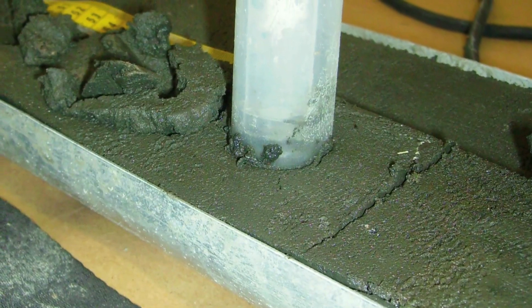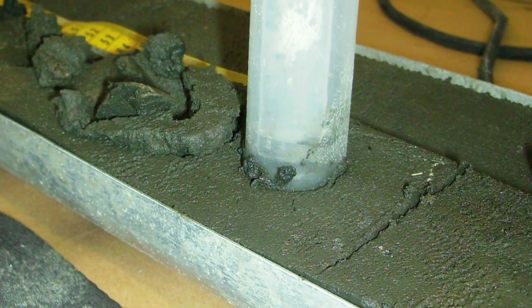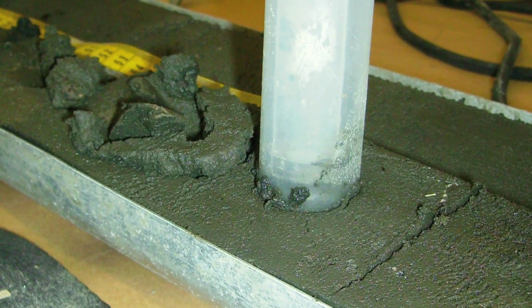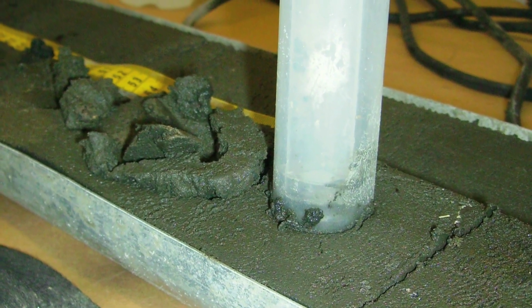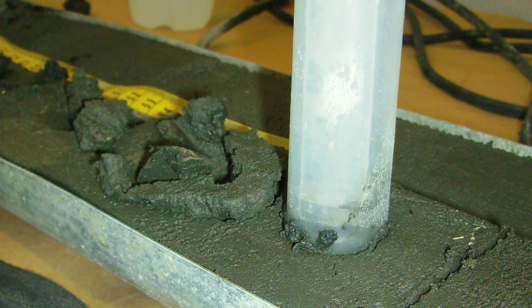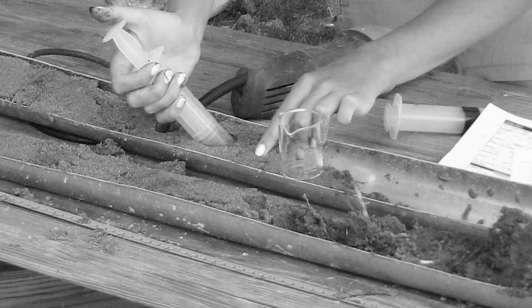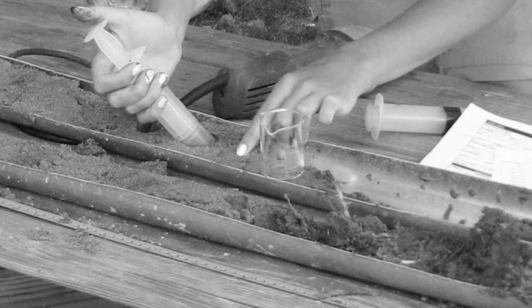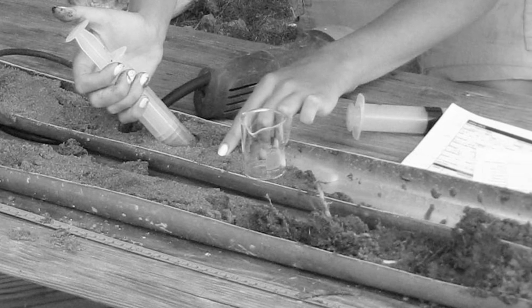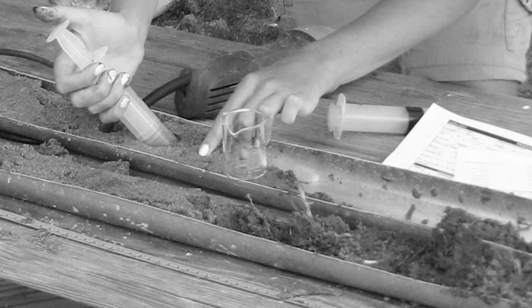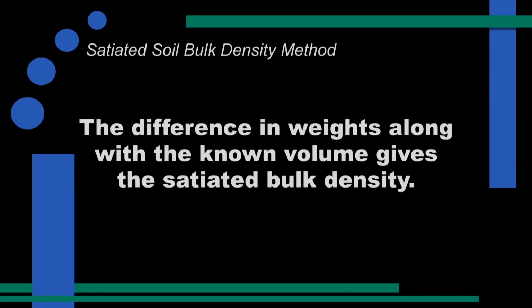This method is also adapted to measure satiated bulk density in subaqueous soil samples collected with vibrocores and opened by cutting. A plastic syringe with the end removed is used to collect a mini core. The plunger can be fixed at the 10 milliliter volume mark and the syringe gently pushed into the split vibrocore sample to collect a known volume of sample. The moist sample weight is recorded. The sample is then dried in an oven and weighed. The difference in weights, along with the known volume, gives the satiated bulk density.